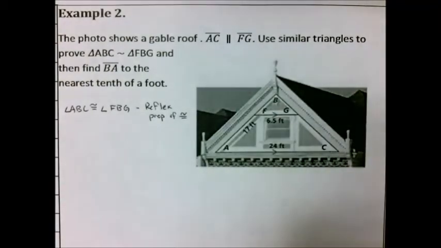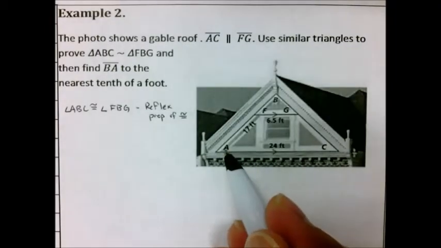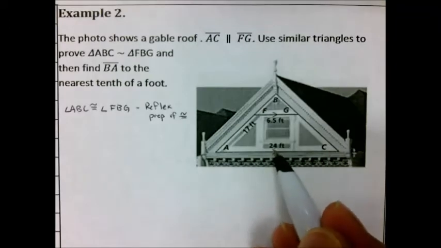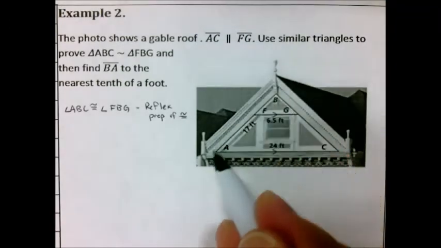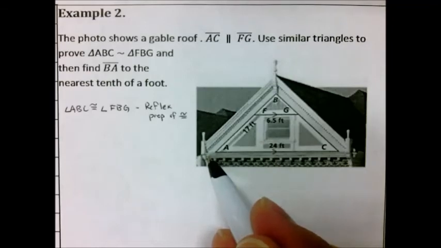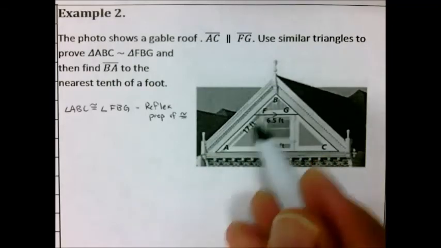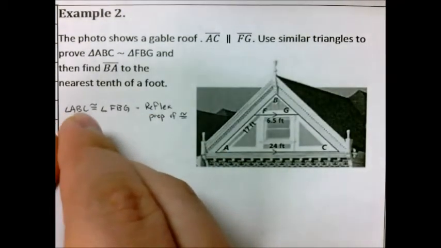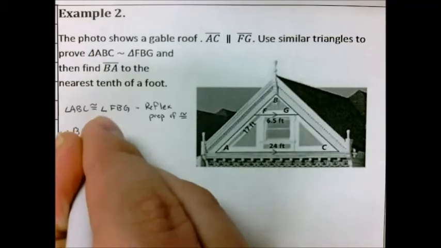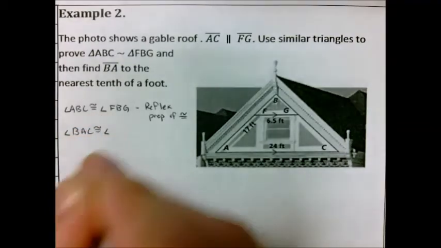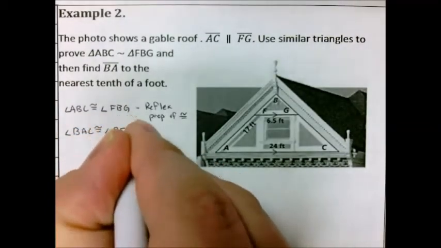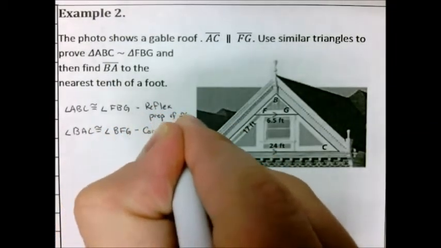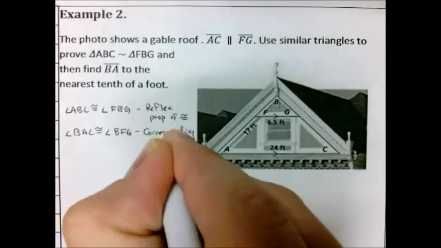The second thing we can say is that angle A is going to be congruent to angle F. The reason we know that is because these are parallel lines. That line cuts through both parallel lines, so we're talking about a transversal. Those are corresponding angles, and corresponding angles are congruent. So angle BAC has to be congruent to angle BFG because of corresponding angles.